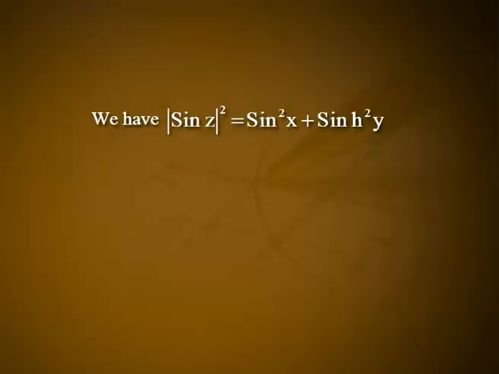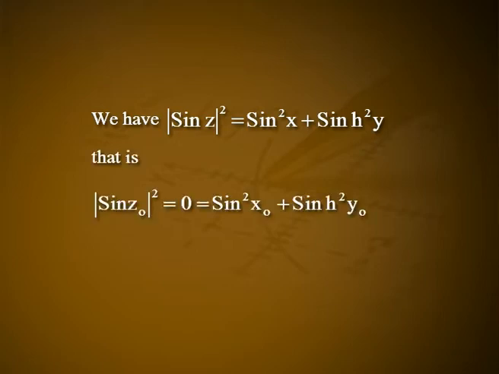Consider example 5. Let us show that the only zeros of sin z are z is equal to n pi for n equal to 0, plus or minus 1, plus or minus 2, etc. z naught is a zero of the function sin z only if sin z naught is equal to 0. We have modulus of sin z whole square is equal to sin square x plus sinh square y. That is, modulus of sin z naught square is equal to 0, which is equal to sin square x naught plus sinh square y naught. Let z naught is equal to x naught plus i y naught.